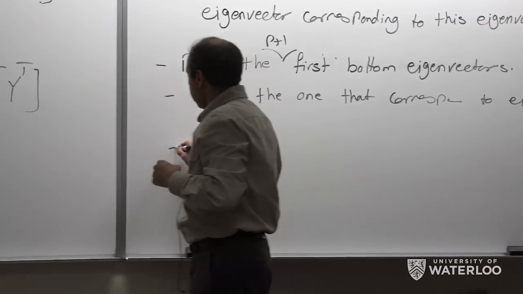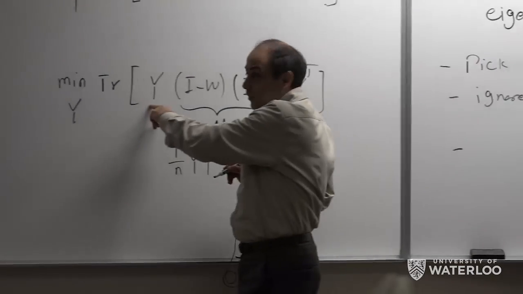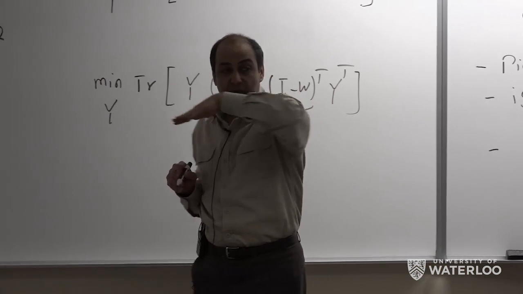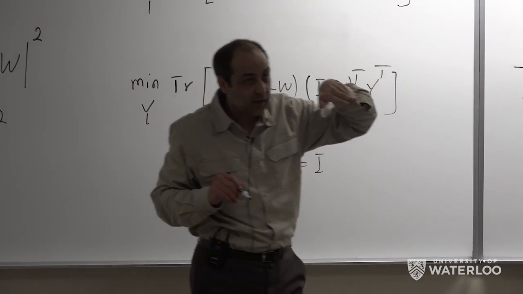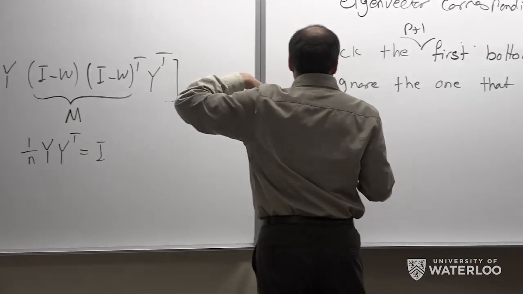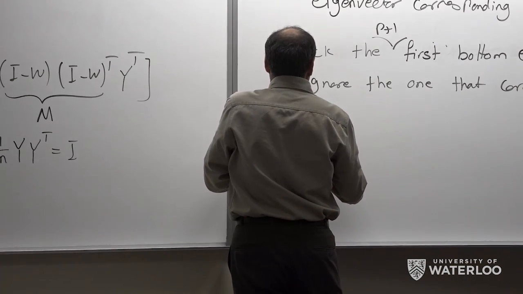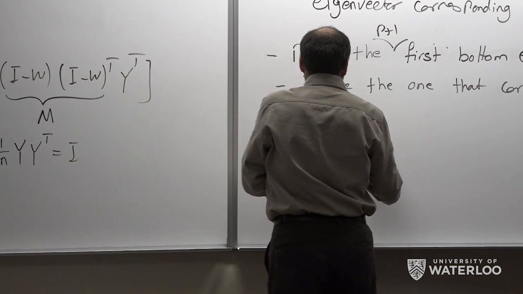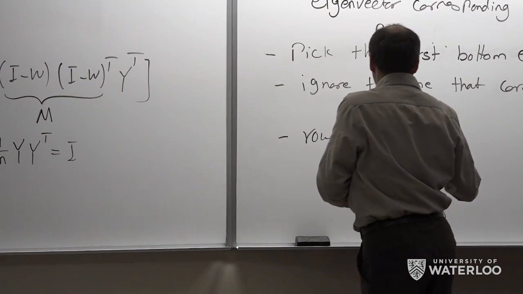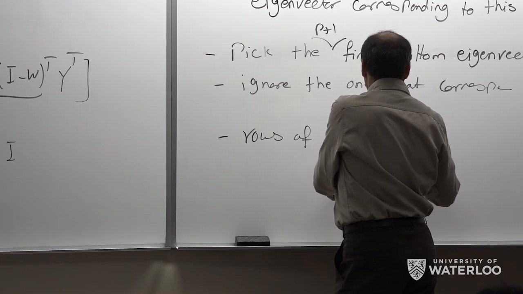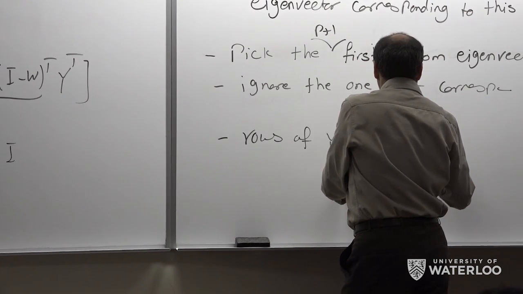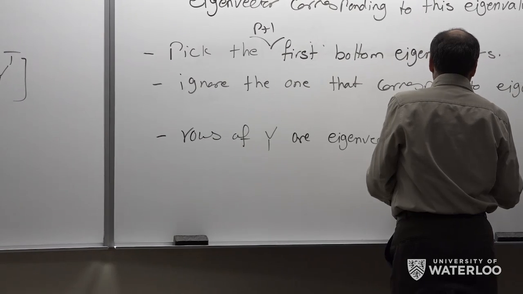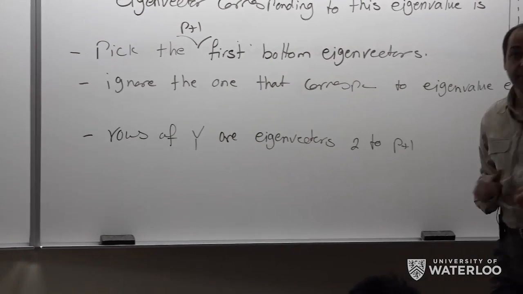So don't forget that Y is p by n. Rows of Y, not columns of Y. Rows of Y are these eigenvectors. So rows of Y, or columns of Y transpose, are eigenvectors 2 to p plus 1.